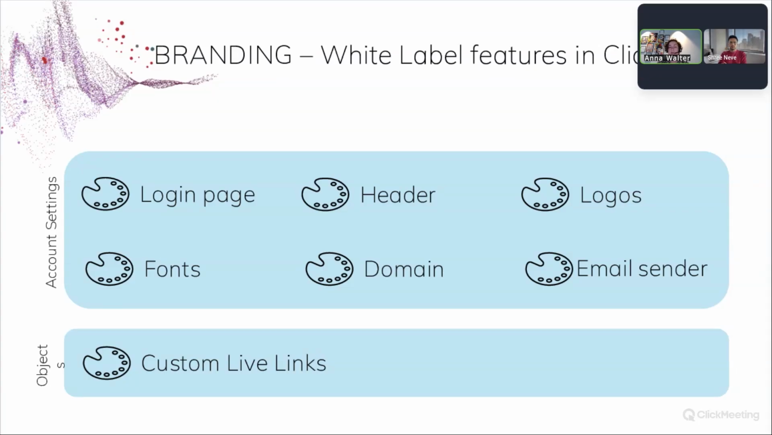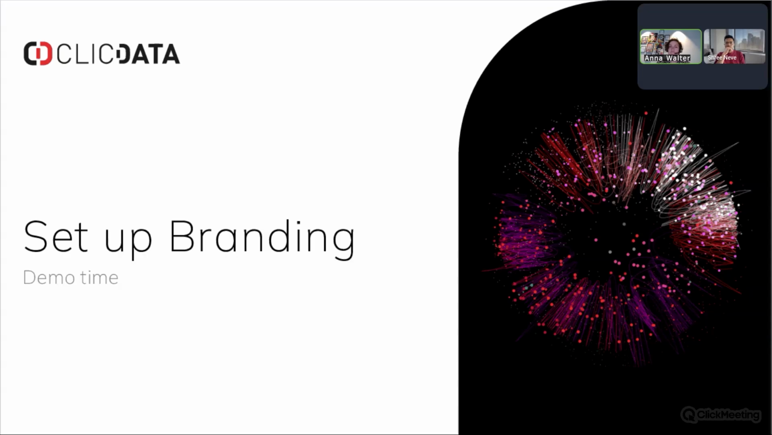And you can also customize the domain where you are providing access to the ClicData account, and also the email sender. Email sender means all the emails that are generated by the system. For example, when a dashboard is shared, these kinds of automated emails can be sent also by a custom email sender. And also at the objects level, meaning at the reports or dashboard level, you can customize the live links. So we'll have a look at all of these different elements right away.